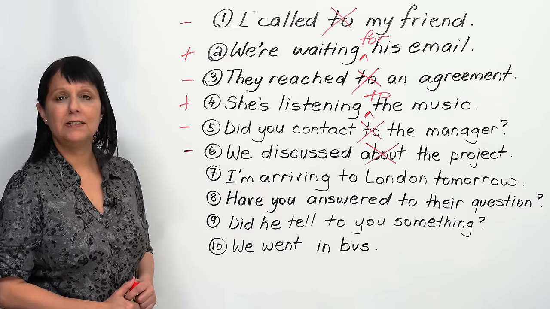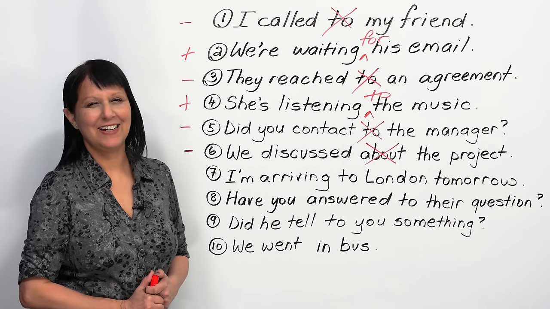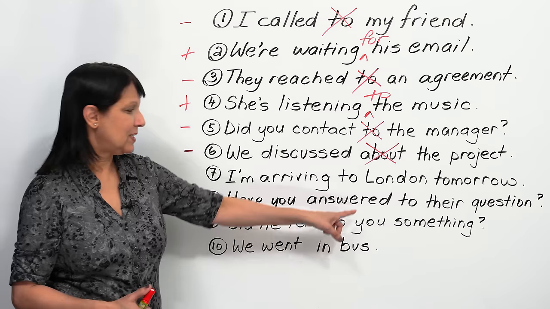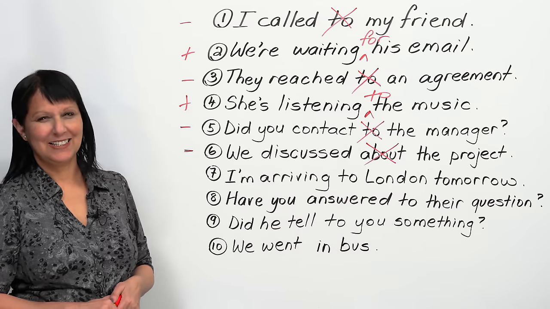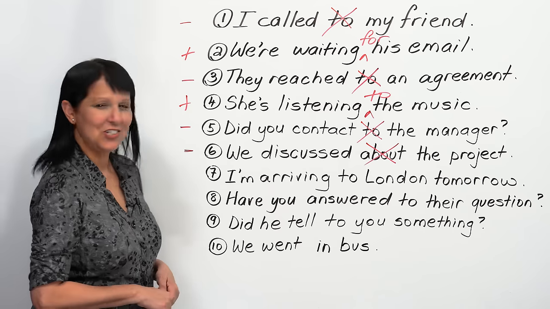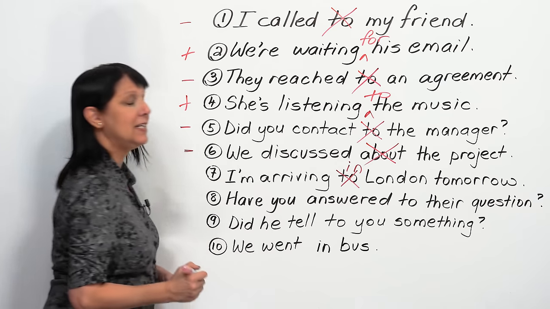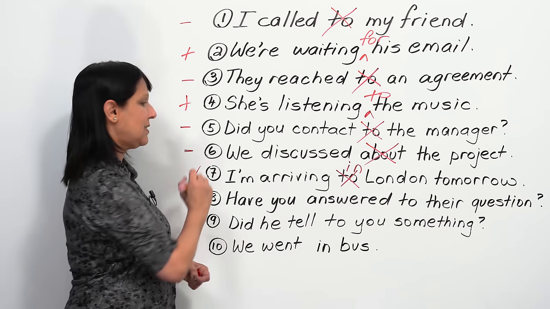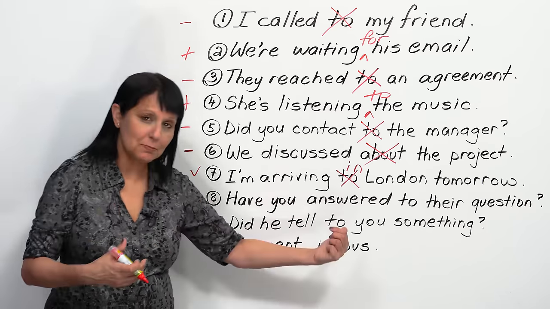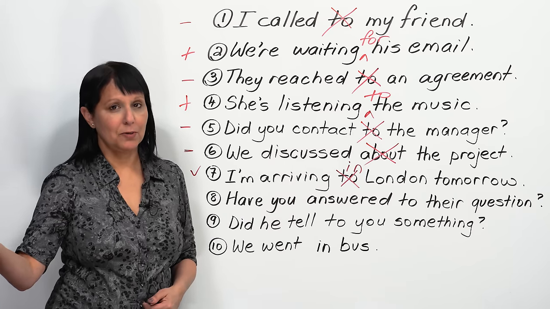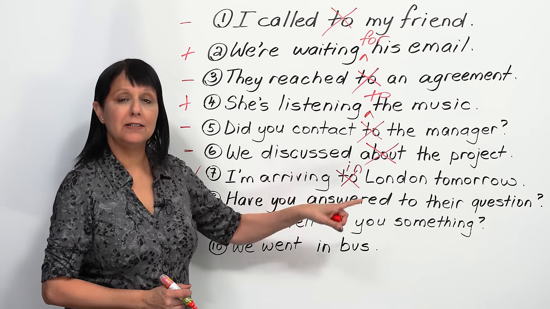Next, number seven. I'm arriving to London tomorrow. That's wrong. Very common mistake. It must be because in a lot of languages, that is the preposition that's used after arrive, but that is not the preposition that's used in English. So we should say, I'm arriving in London. So here we just had to change the preposition. We still use a preposition, but we use this particular preposition and maybe not the preposition that's being used in your language. So, I'm arriving in London tomorrow.